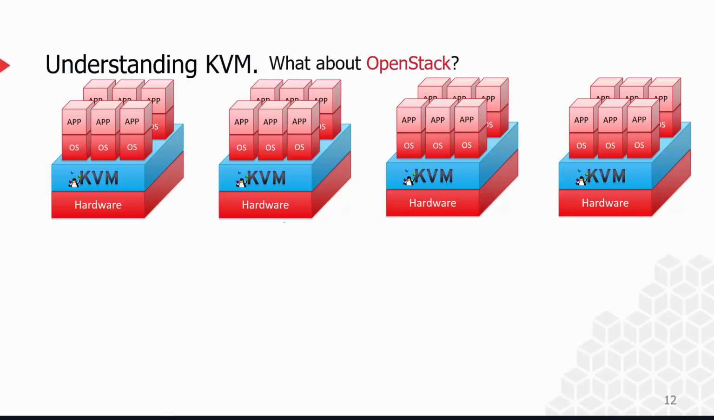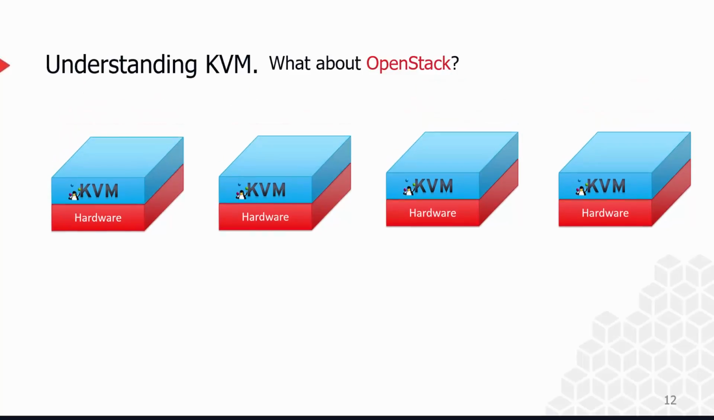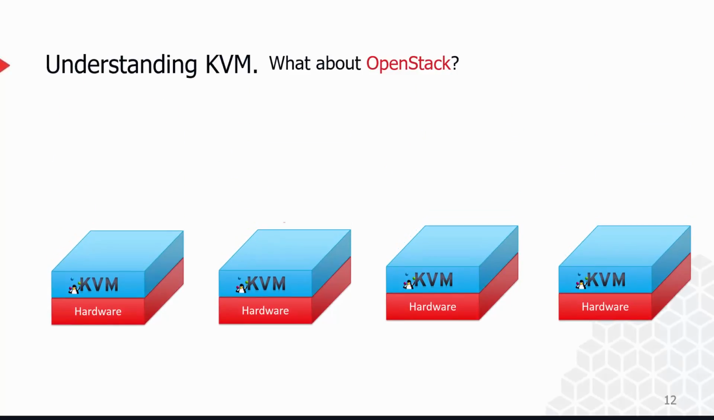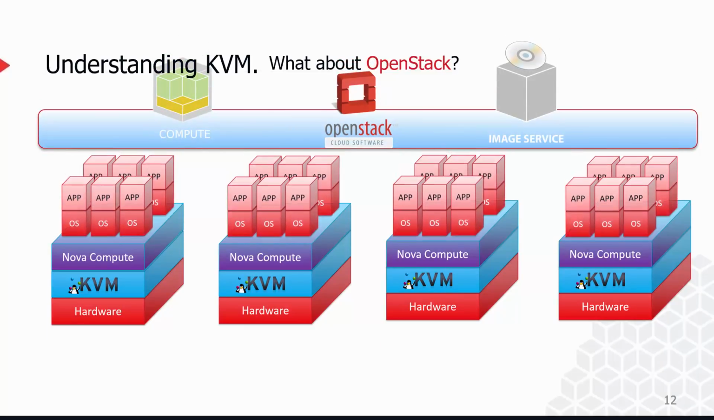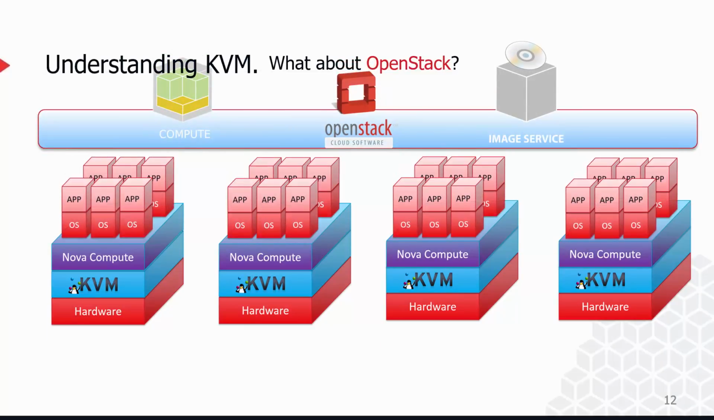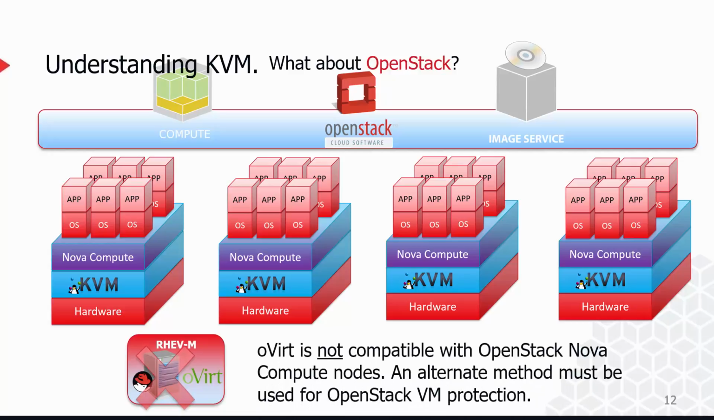When KVM hypervisors fall under an OpenStack cloud, the OpenStack hypervisor management APIs, or Nova Compute, are installed directly on the KVM nodes themselves. This is not always true of all other OpenStack supported hypervisors, which gives KVM a unique advantage. When Nova Compute is present on the KVM nodes, oVirt and VDSM is not compatible and an alternate VM protection methodology must be used. To find out more about OpenStack VM protection, please reach out to products@commvault.com.